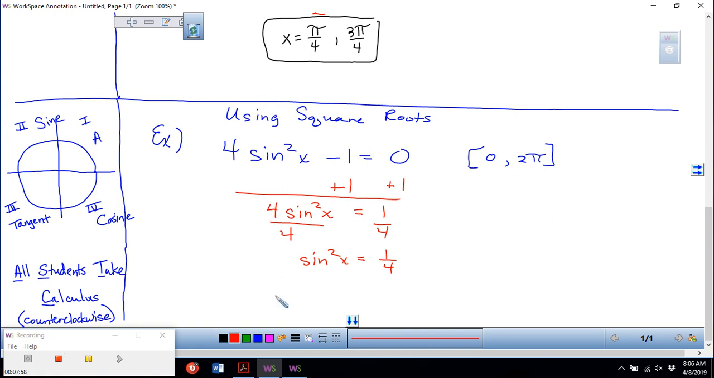And then the last thing we're going to do to get rid of the square is square root both sides. So let's go ahead and square root both sides. Now remember, when you do this, when you put a square root into the problem, you must consider positive and negative possibilities.